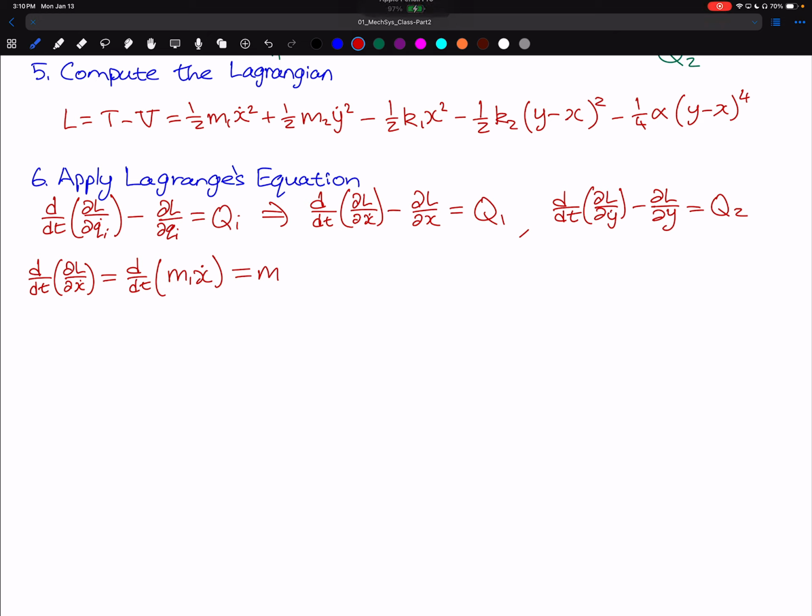Okay, we get m1 x double dot. We'll then go and do the next part of the equation: the mass times the acceleration, m1 x double dot. We'll then do partial L over partial x. This is going to be equal to, so we're going to look at every term that has an x in it. We've got a term here, a term here, and a term here. So all 3 of these terms, none of the kinetic energy terms have an x in it. So we're going to get here minus.